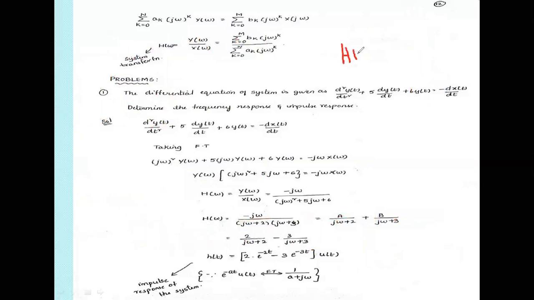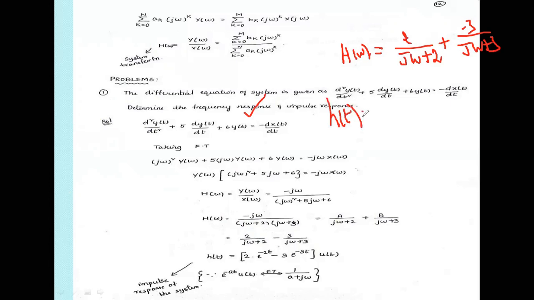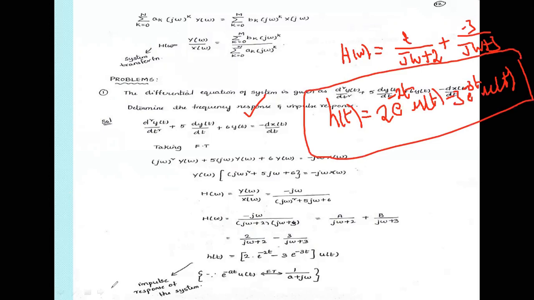To get the H of omega, A is 2, that is 2 by j omega plus 2, and B is minus 3 by j omega plus 3. So H of omega we got as the frequency response. Impulse response, by the inverse Fourier transformation, is 2 into e power minus 2t mu of t minus 3 into e power minus 3t mu of t as the impulse response h of t. Got it, my students?